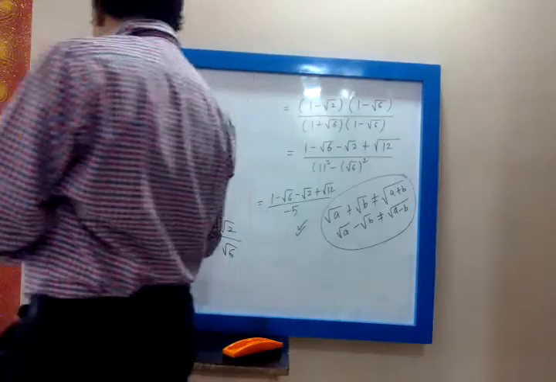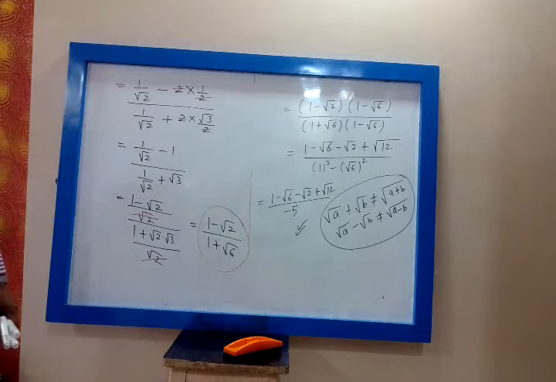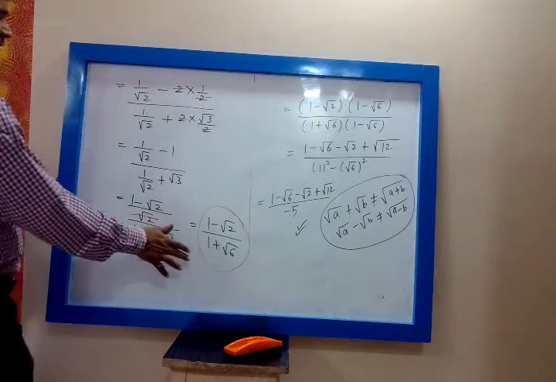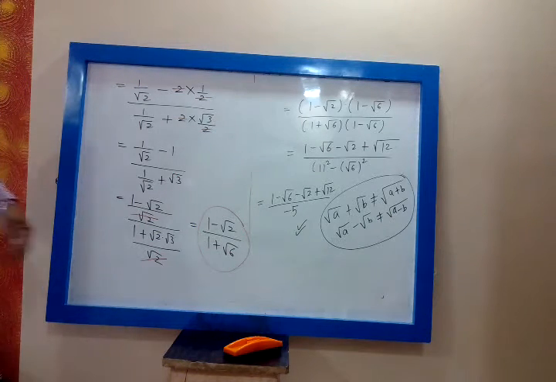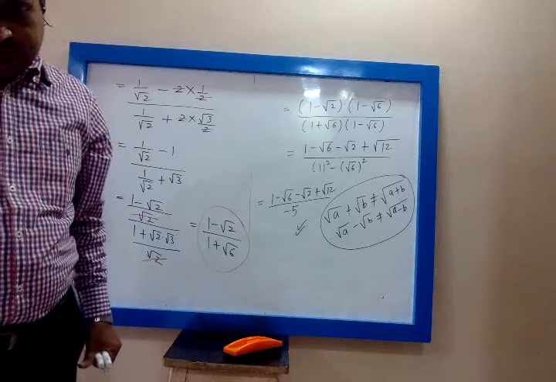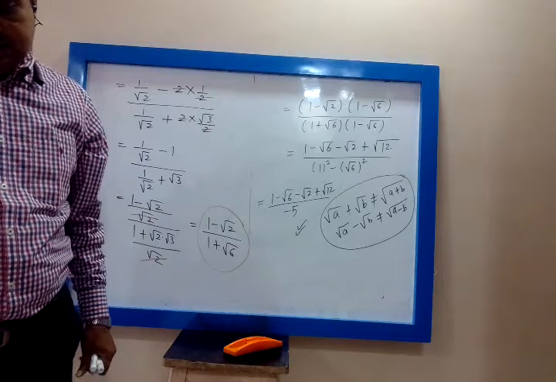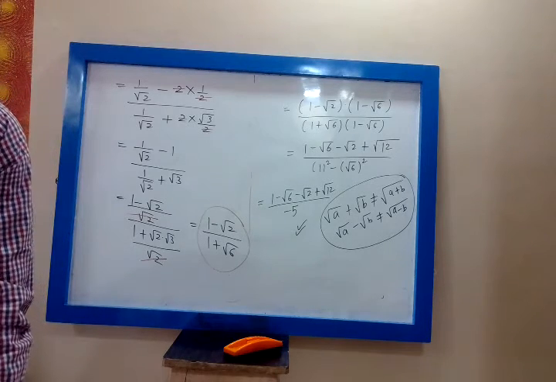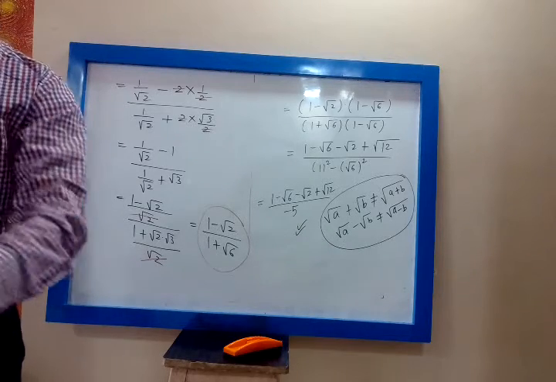Or you can stop there only: (1 minus root 2) upon (1 plus root 6). This is the final answer, because when you rationalize, nothing gets cancelled. So you can stop there. Then the second part will be homework. Okay?